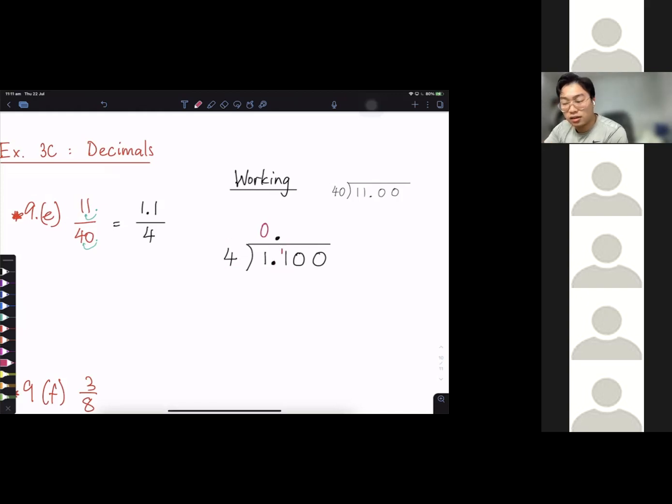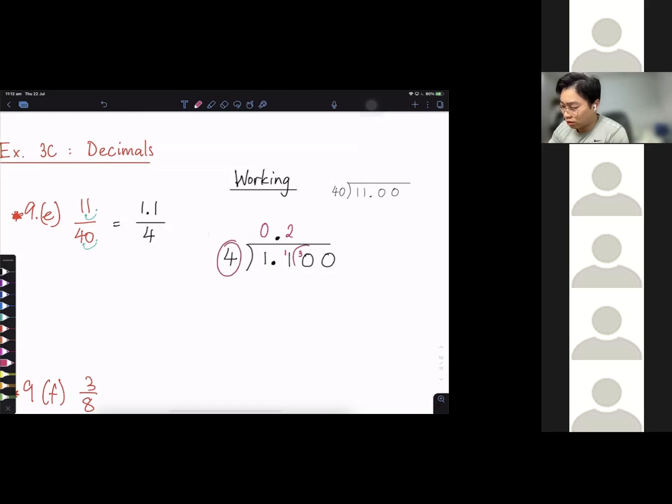Okay. So how many times does 4 go into 11? Twice. 4 times 2 is 8. And how much remainder? 3. That's correct. So we'll put a 3 here.